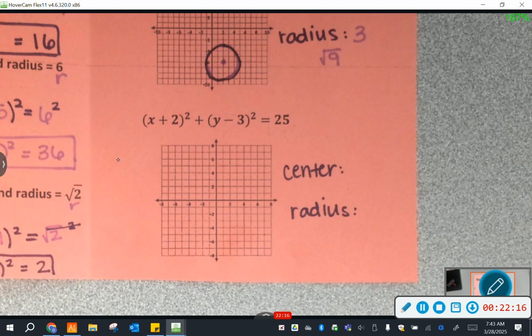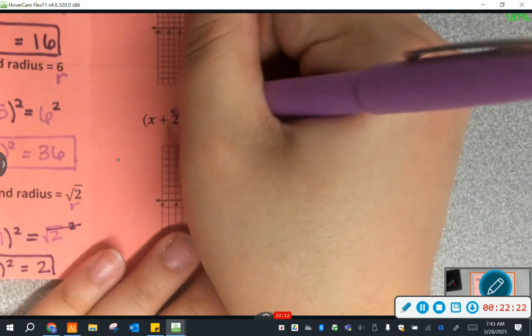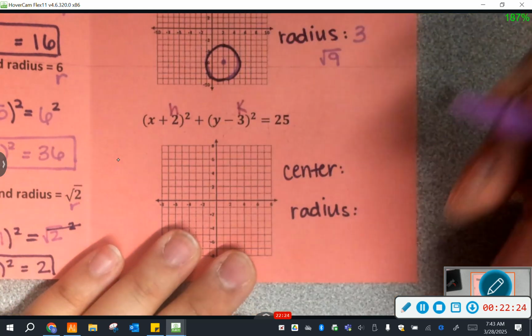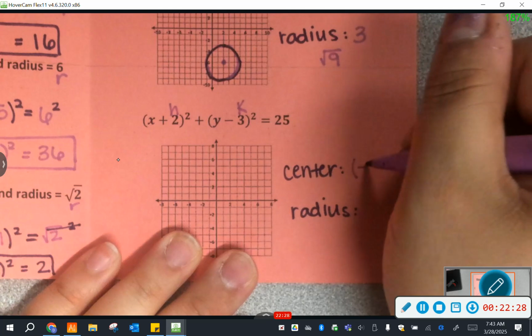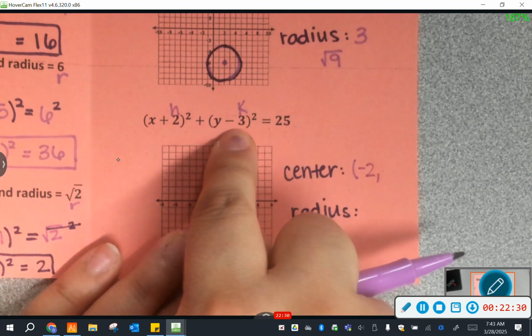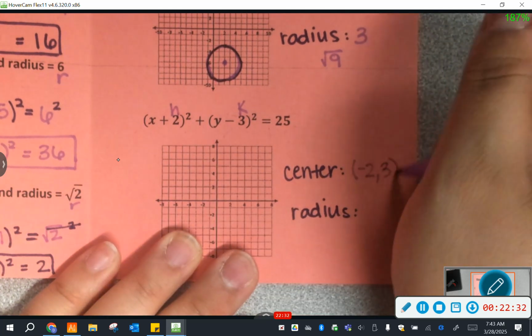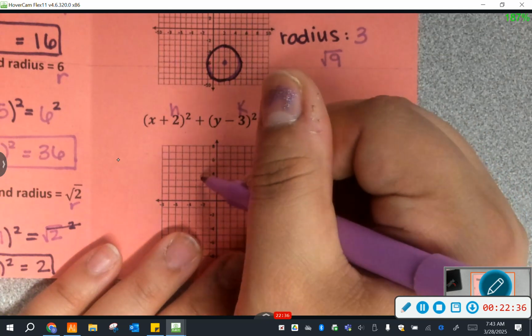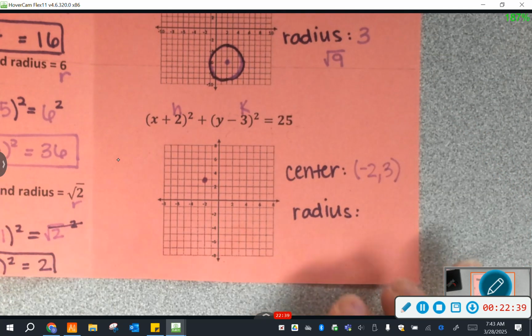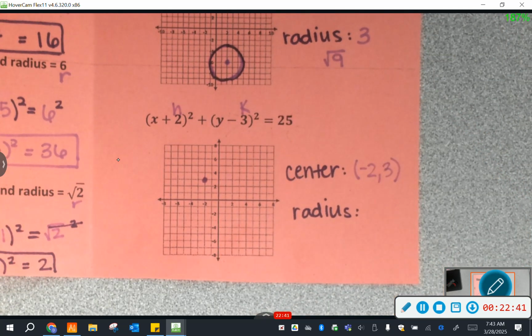What did y'all get for the center? It is your H and K. But remember, do the opposite. This is +2, so what should you get? This is -3. What should you get? And please plot that. -2, +3. Right there. I told y'all you didn't have to yet.